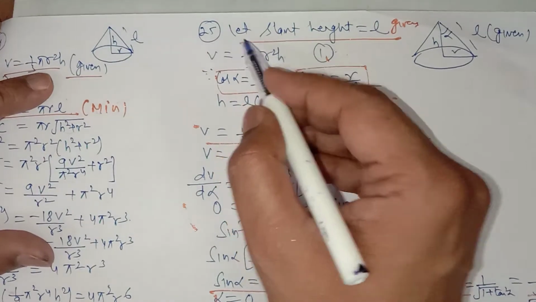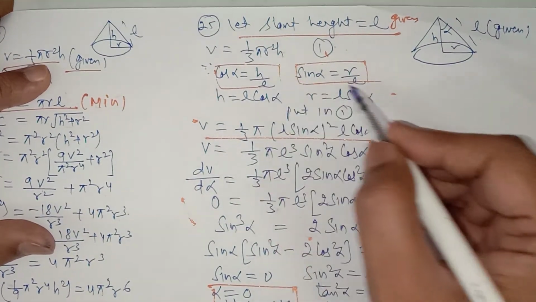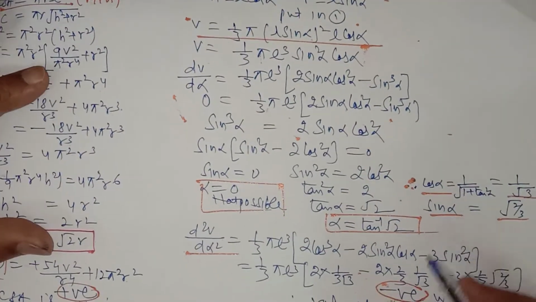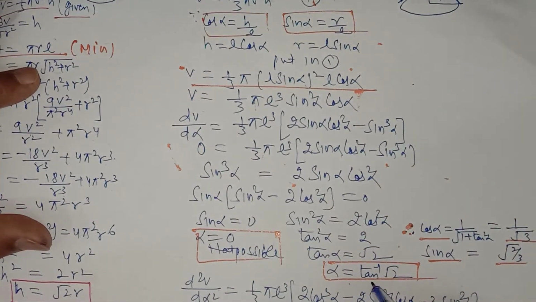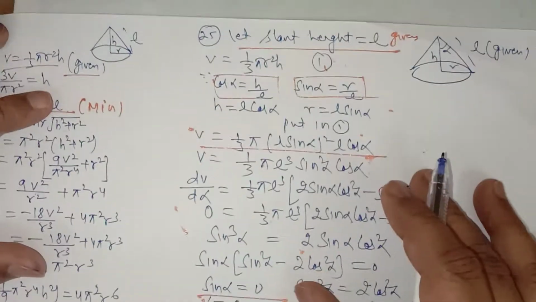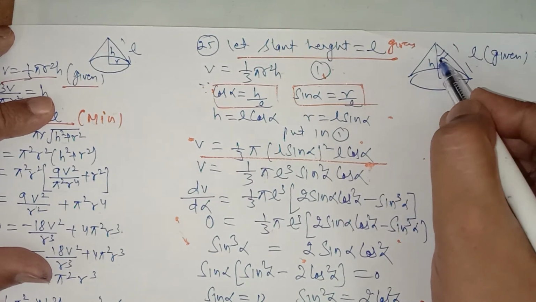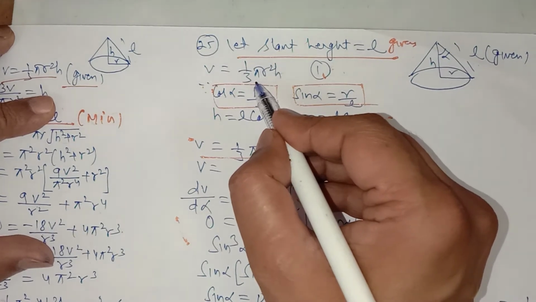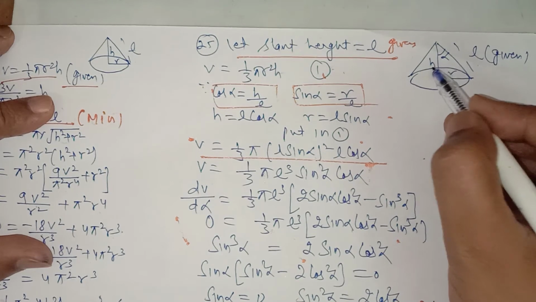In question number 25, the slant height of the cone is given, which is l, and you have to prove that its volume is maximum when alpha is equal to tan inverse root 2. You have to prove. So the slant height is given, and the semi-vertical angle is given, the radius and height. Now you have to prove that its volume is maximum. So you have to find the relationship between r and h with l.